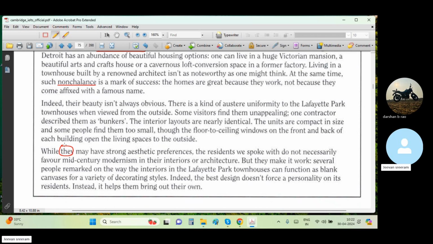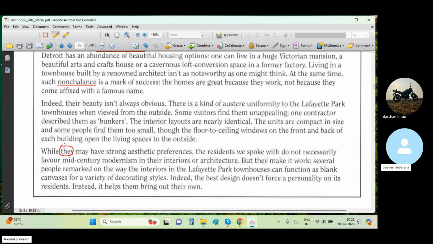Several people remarked on the way the interiors in the Lafayette Park townhouses can function as blank canvases for a variety of decorating styles. Several people have said the interiors are absolutely blank canvases. They can be modified as per the taste and preferences of the residents, easily, into different decorating styles.